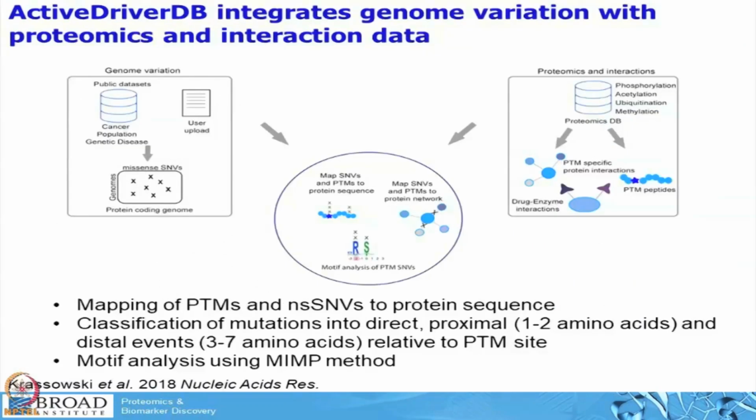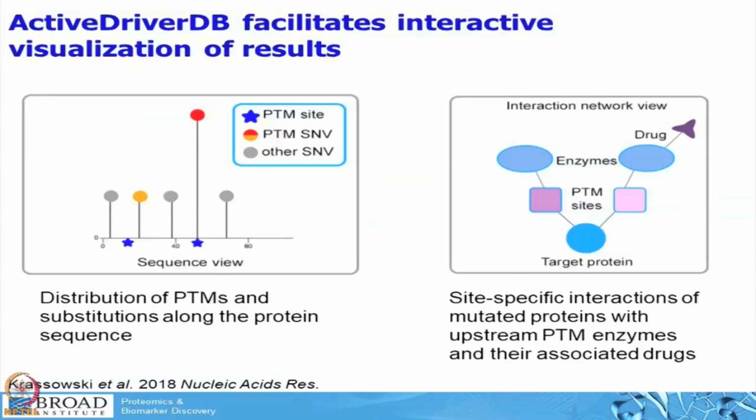So what you do is very similar to what we've learned in the previous part of the talk. We combine genome variation with PTM data, and you map SNVs and PTMs to your protein sequence and look at what the non-synonymous events in your protein are, and you calculate motifs or the effect of mutations on the motif around that. But again, here we are not only looking at phosphorylation but also at other modifications.